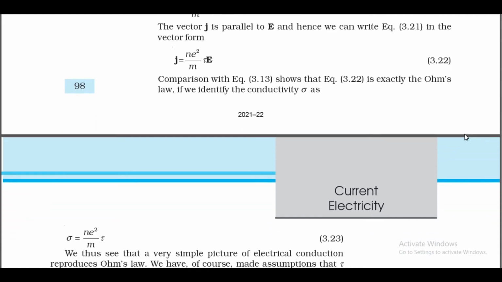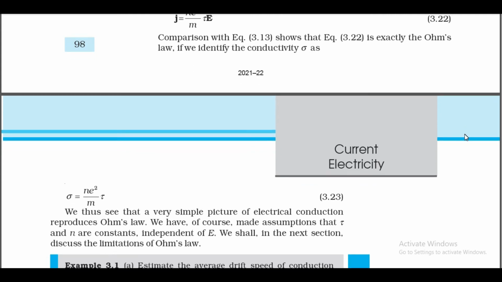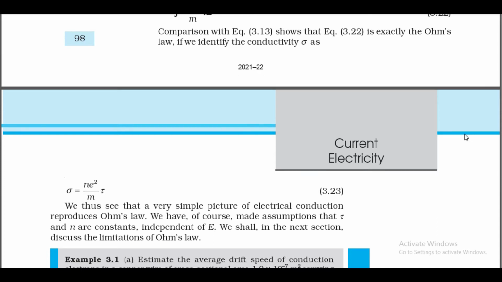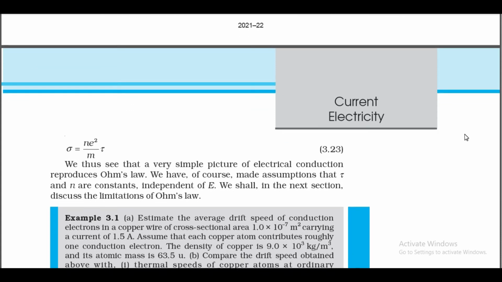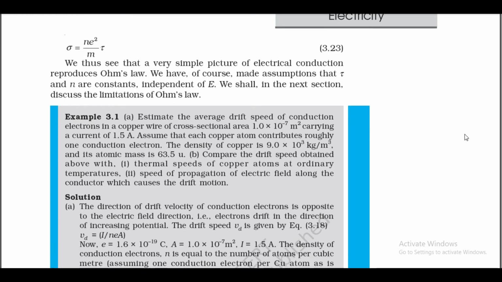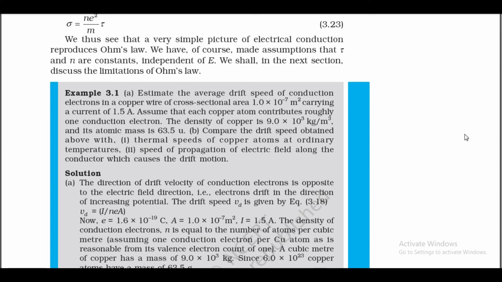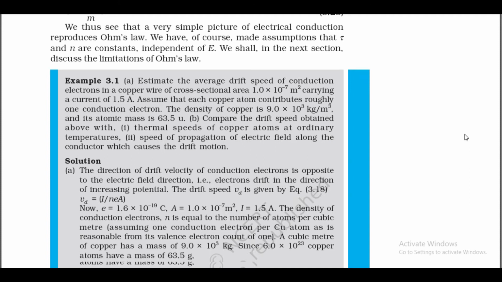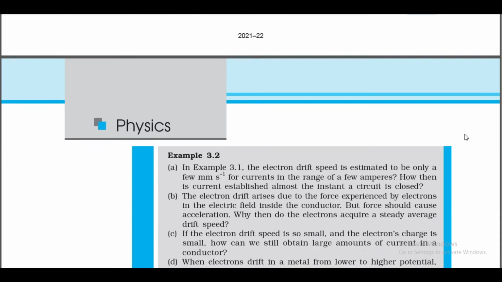Comparison with equation 3.13 shows that equation 3.22 is exactly Ohm's law, if we define the conductivity sigma as sigma is equal to n e squared tau divided by m. We thus see that a very simple picture of electrical conduction reproduces Ohm's law. We have of course made the assumption that tau and n are constants independent of E. We shall in the next section discuss the limitations of Ohm's law.